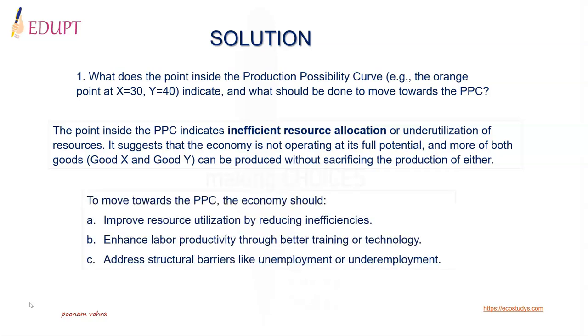And for the second part, to move towards the production possibility curve, the economy should improve resource utilization by reducing inefficiencies, enhance labor productivity through better training or technology, and address structural barriers like unemployment or underemployment.